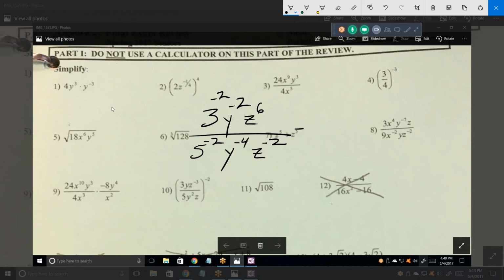Now, one thing that's really worth knowing with negative exponents. If you have a negative exponent, you can take that thing and just move it to the other side of the fraction line.